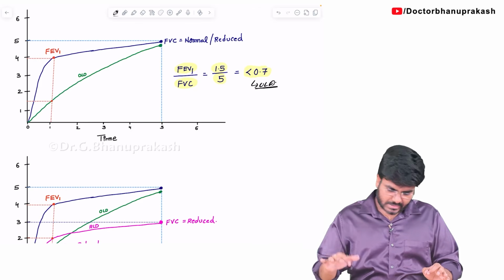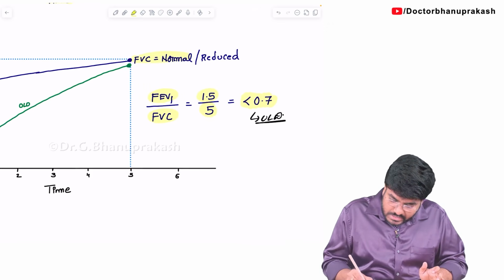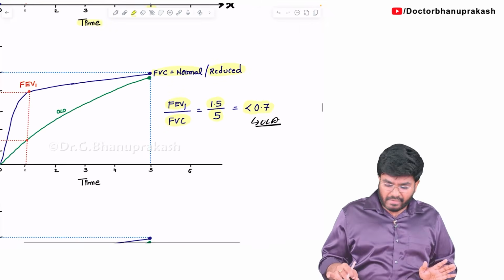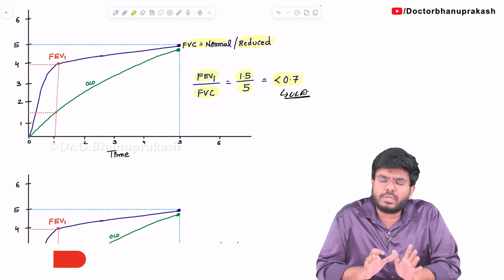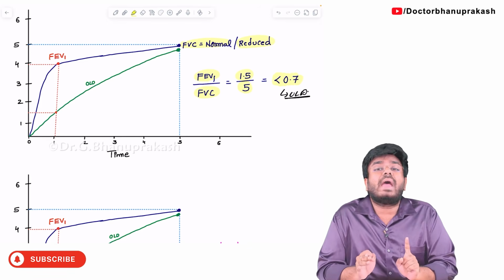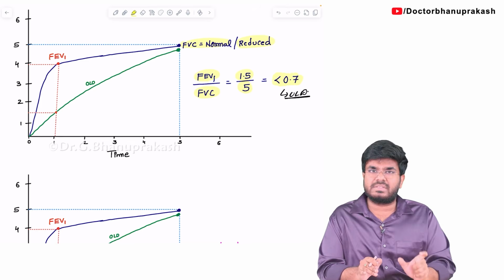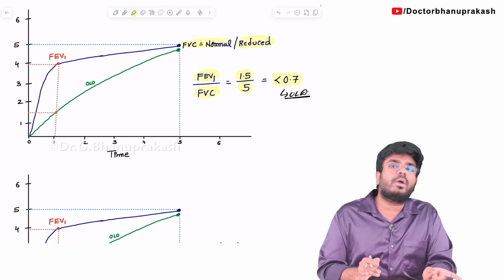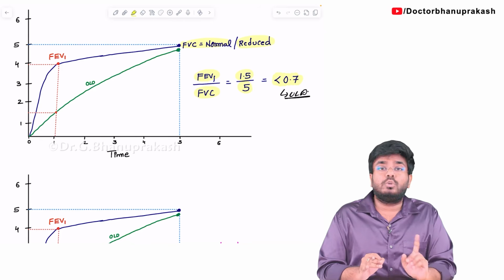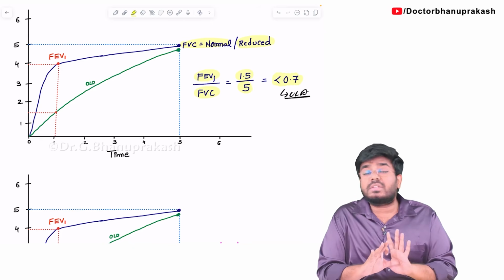That's the reason why here I have written that FVC is most of the time normal, or sometimes it can even be reduced. So never say that the patient has obstructive lung disease or restrictive lung disease based on the FVC alone, or based on the FEV₁ alone. This is the golden point: always calculate FEV₁ by FVC. If the value is less than 0.7, it is obstructive lung disease. Don't simply say, sir, FVC decreased or FEV₁ decreased, so obstructive lung disease. Never say something like that.